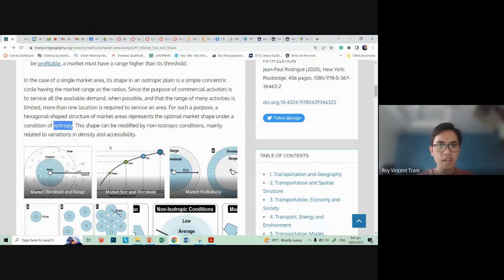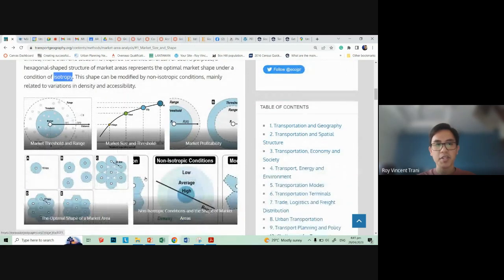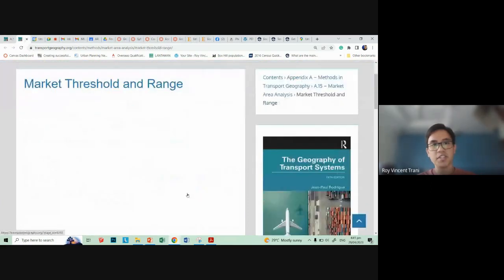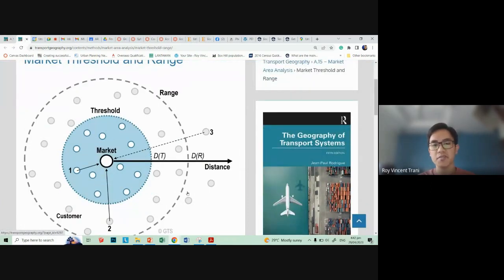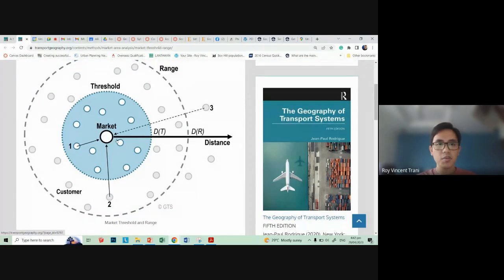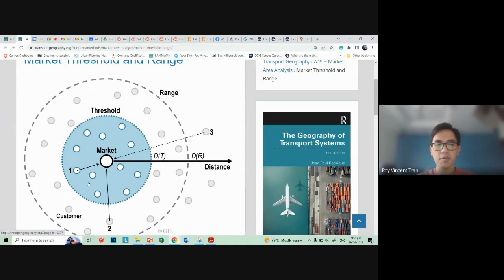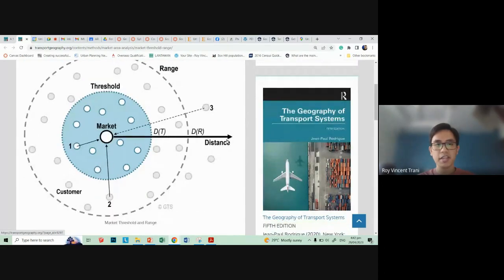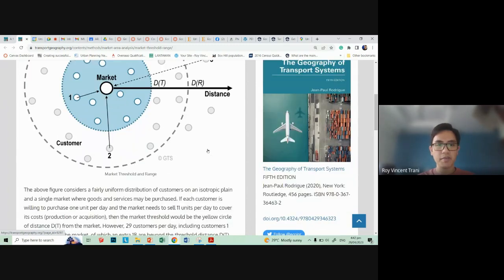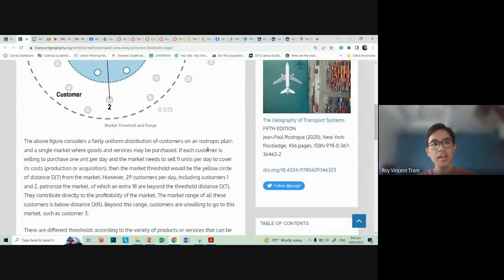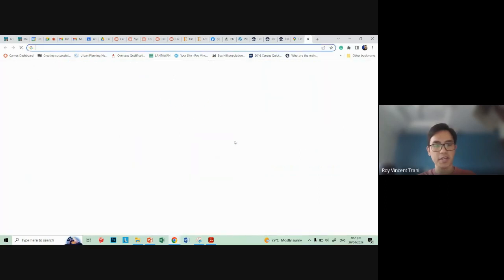Okay. So how you use this idea, it highlights the different topics here. We'll have a visual representation of market threshold and range, which I think is very important. You have the market threshold here in blue and the market range in sort of white. And you have a distance here. The distance of the market threshold is dt, and the distance of market range is dr. And we have a short description over here. The above figure considers a uniform distribution of customers on an isotropic plane. I think we need a definition of isotropic plane here.